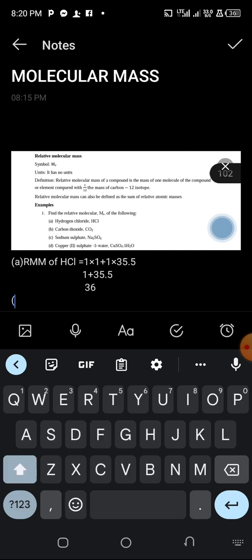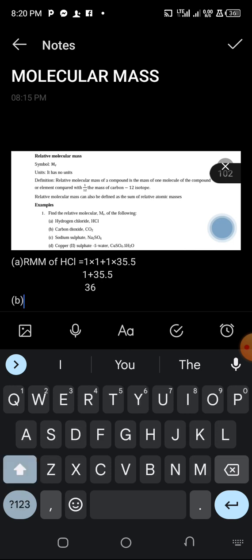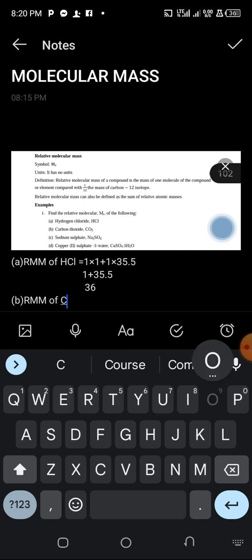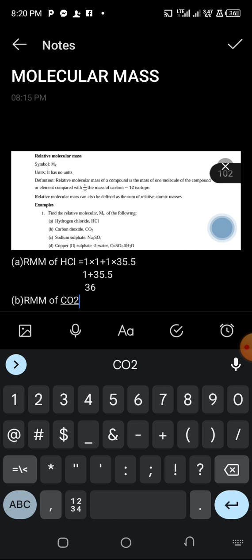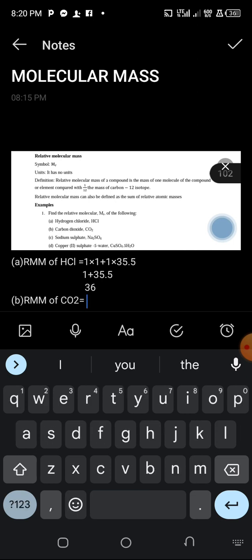It says, find the relative molecular mass of carbon dioxide. RMM of carbon dioxide. Here, you are going to do this.